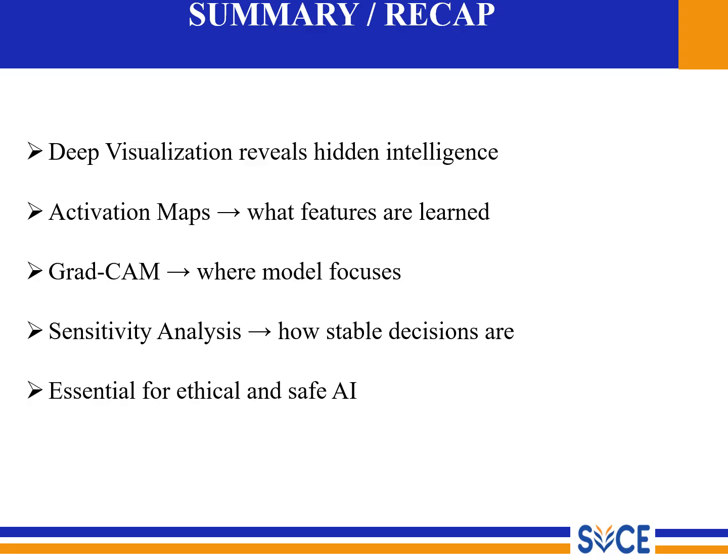So the key idea you should remember is this: AI is not just about getting the right answer. It is about understanding why the answer is correct. Activation map tells us what features are learned. GradCam tells us where the model is focusing. Sensitivity analysis tells us how robust the decision is. So together they make AI transparent, trustworthy and responsible. Hope you understood the recap.